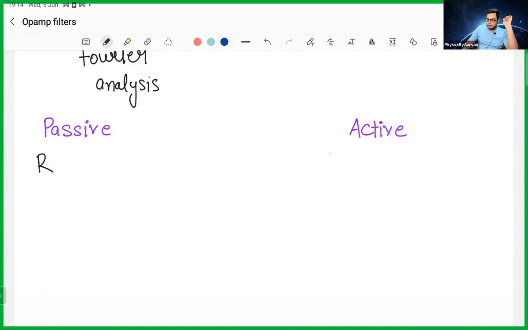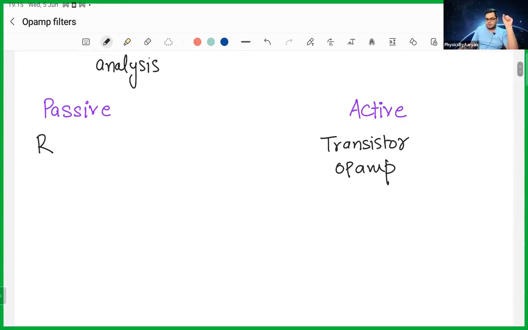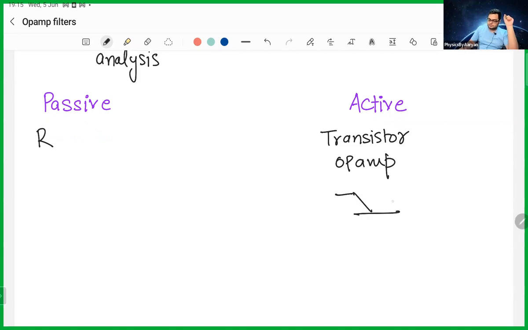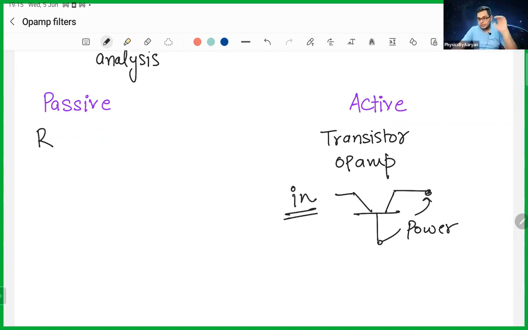But active elements means transistor, OPAMP. I don't know if you have ever seen an OPAMP or a transistor, but you cannot use an OPAMP or a transistor without any external supply. If you have a transistor like this, this is your power supply, and this is your input voltage. So you need power to use a transistor. A transistor will not be useful unless you apply power to it. Once you apply the power, then the transistor will start working. Similarly with OPAMP.